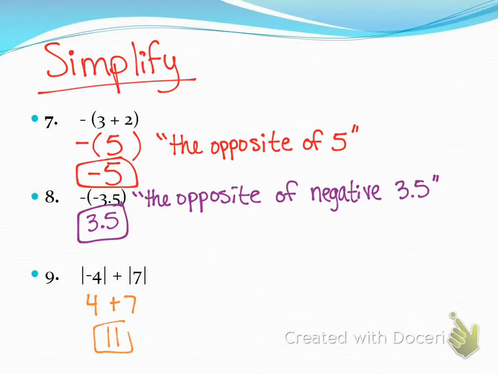11. Do not add them together if they're in different sets of bars until you've been able to drop the bars. If you add negative 4 and 7, then take the absolute value, you're doing something completely different and getting a different answer.